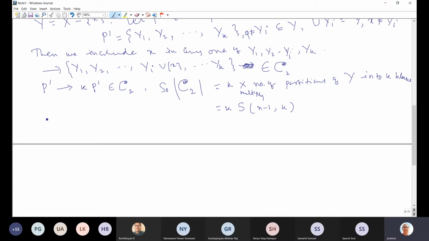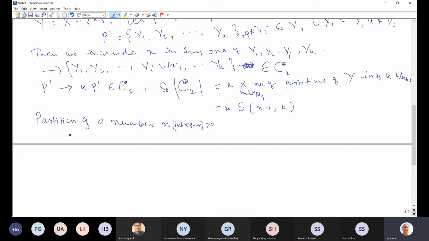Before I go to the Stirling numbers of the first kind, I want to tell you another important concept, that is partition of an integer n. Partition of a number n, where n is an integer, in fact a positive integer.